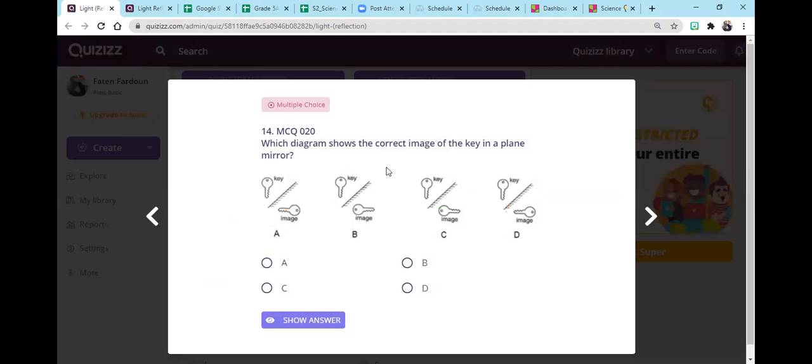Which diagram shows the correct image of the key in a mirror? This question is for all of you. D is the correct image. Bravo.